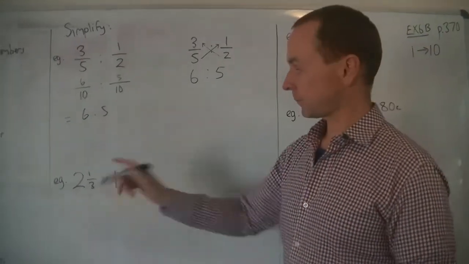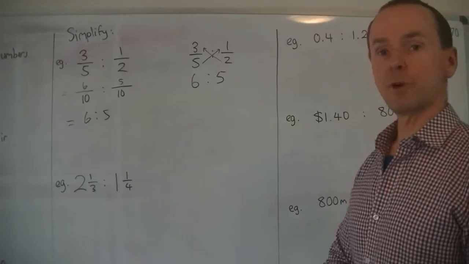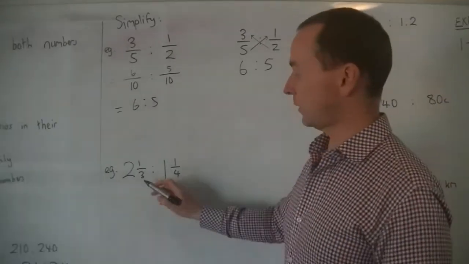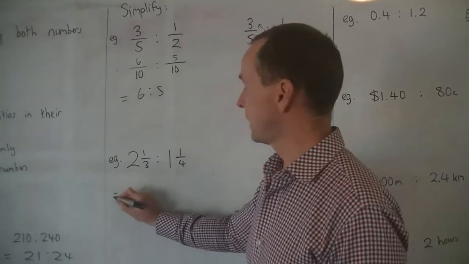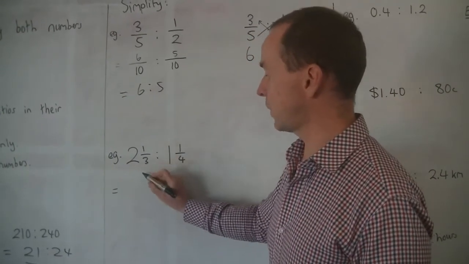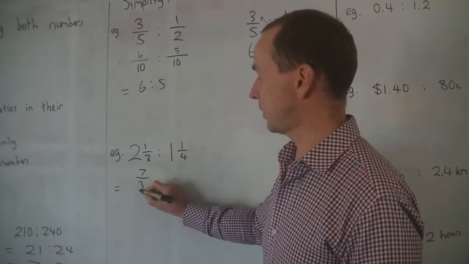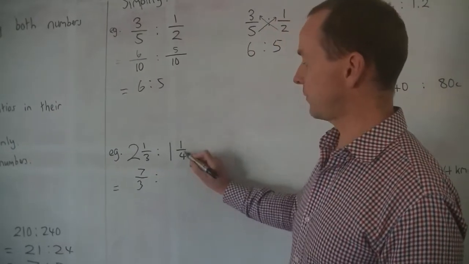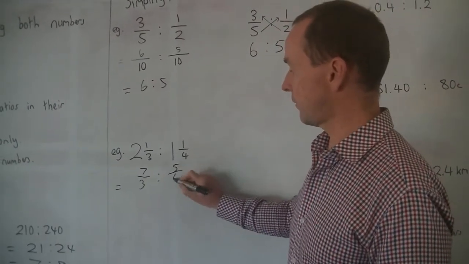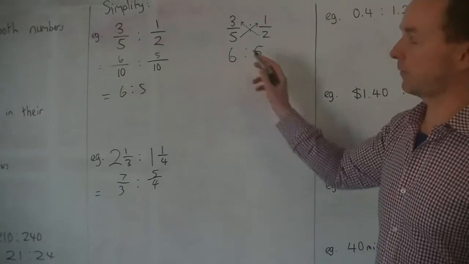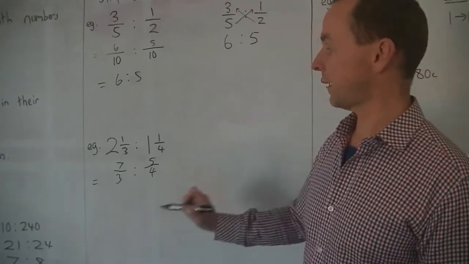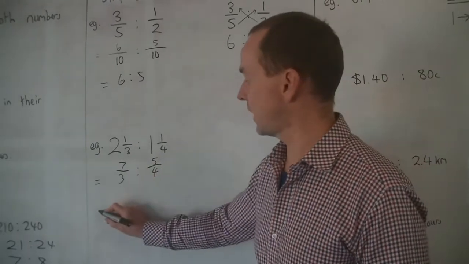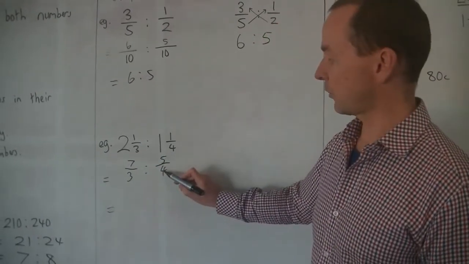Next one, we've got a mixed number. So before we simplify it, we need to change it to improper fractions. And you've done this one probably in year 7. So 2 times 3 is 6, plus 1 is 7. That becomes 7 on 3. 1 times 4 is 4, plus 1 is 5. So that's 5 on 4. Now you've got two different methods you can choose. You can either find 12 as the lowest common denominator, and then simplify, but I like my method, cross multiplying.